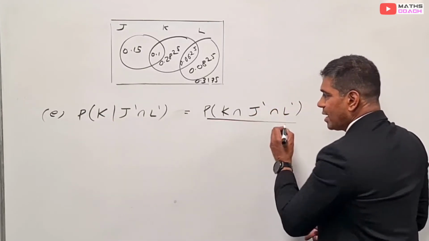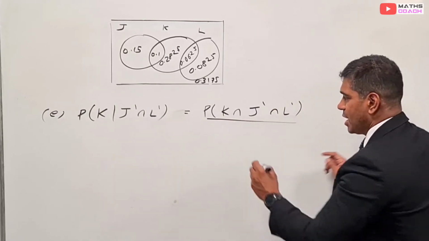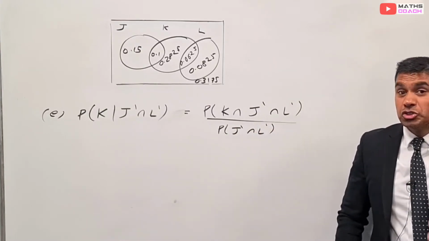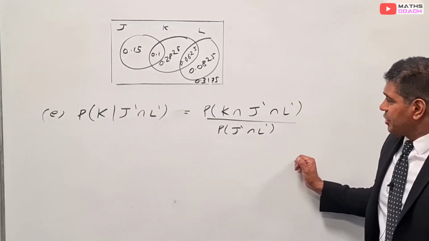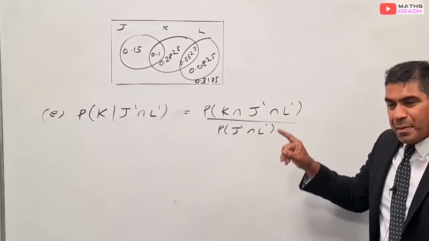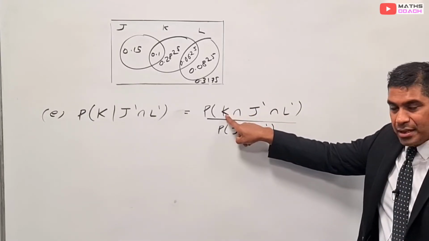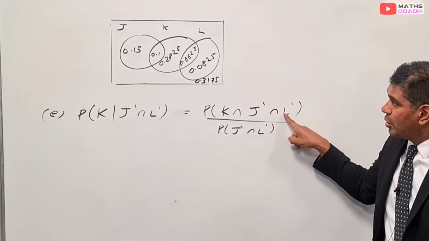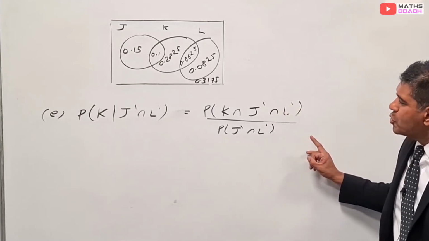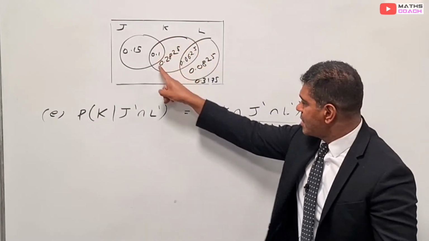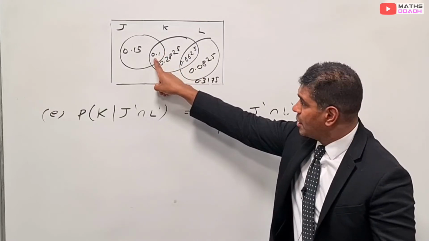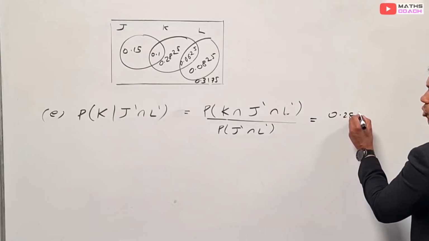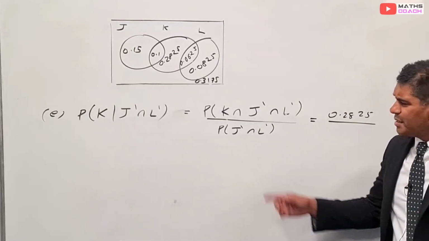And remember from earlier, what's the condition? The condition is the right-hand side. So it's the probability of J dash and L dash. So what does that mean in terms of values? Well, looking at this, think about it in words. It means I'm allowed to be in K, but I can't be anywhere near J, and I can't be anywhere near L. By looking at that, what is the only value? I can be in K, but I can't be in J, and I can't be in L. So surely the numerator must be 0.2825.